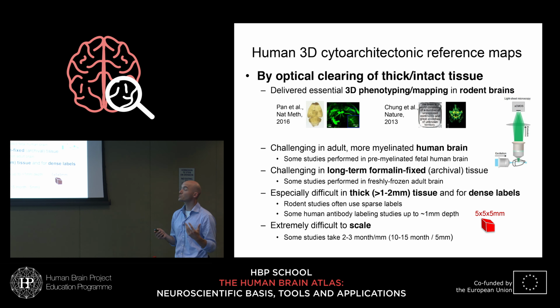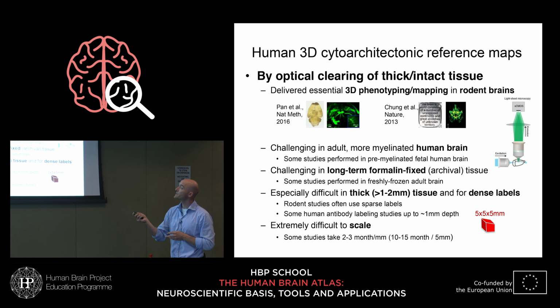For one thing, the human brain is way larger than the mouse brain, as you very well know. But also, the adult human brain is much more myelinated. We don't have nice perfusion fixed brains like you tend to have in mouse studies, but we're talking about long-term formalin fixed brains. And it's especially difficult in thick tissue, thicker than 1 to 2 millimeters, which is probably what you need if you want to look at the intact cortical sheet over long stretches of it. And therefore, it is also difficult for dense labels, and especially it's very difficult to scale.